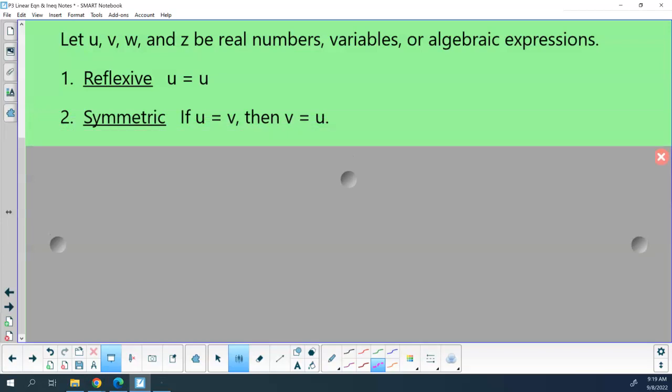Symmetric property: if u equals v, then v equals u. What this property is telling you is that when we're going to get into solving equations here in about 2 minutes, if I solve for x on the left side, and you solve for x on the right side, we'll get the same answer. Doesn't matter which side of the equation you solve. The symmetric property tells me they'll both be the same.